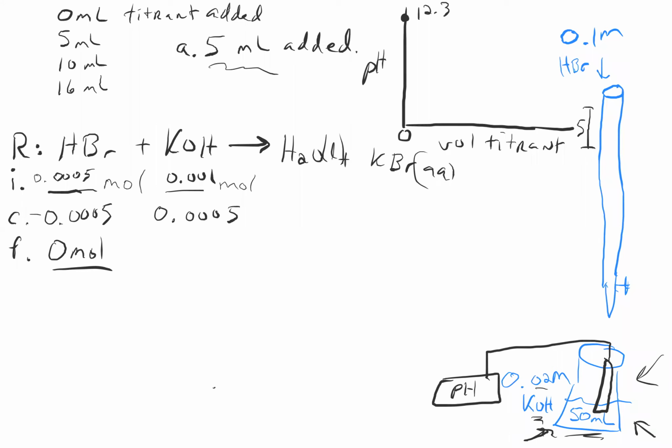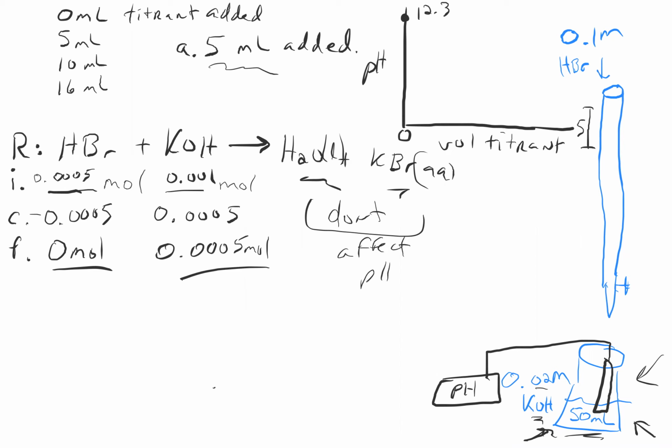Now I have 1 millimole of KOH, half of it's going to react. So I should have half a millimole remaining. And I'll make some water and I'll make some salt. Neither of these affect pH. I don't really have to even worry about how much I make. They don't have any real effect on pH.